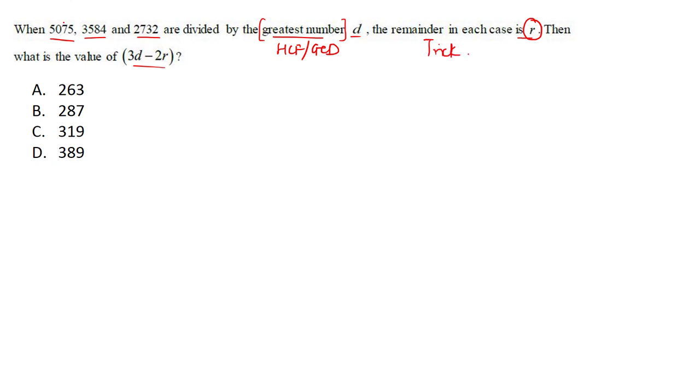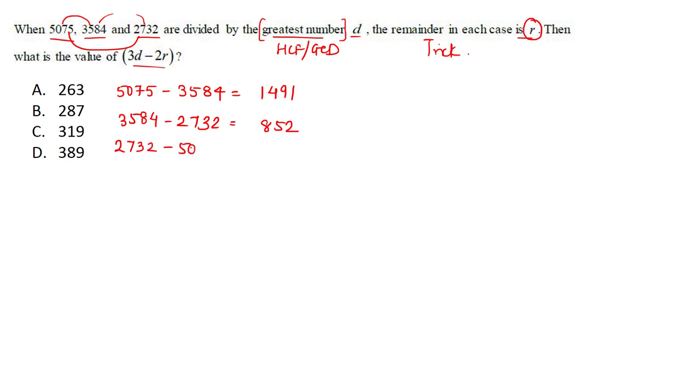You have to go round robin, that is this number minus this number, then this number minus this number, and this number minus this number. Forget the negative sign completely, do not consider the negative sign. So first you are going to have 5075 minus 3584. This is going to give you 1491. Then 3584 minus 2732. This is going to give you 852.